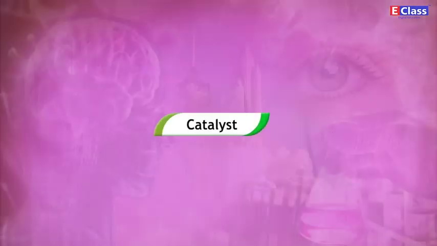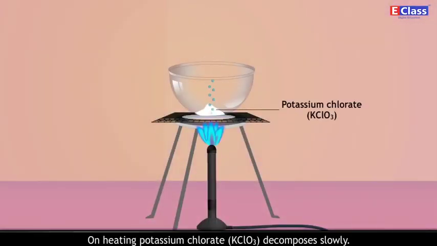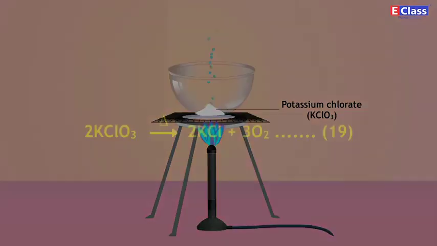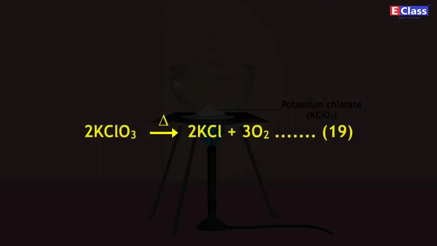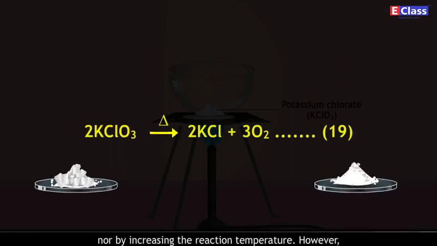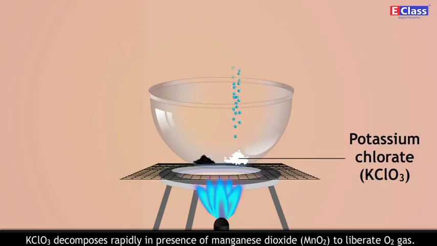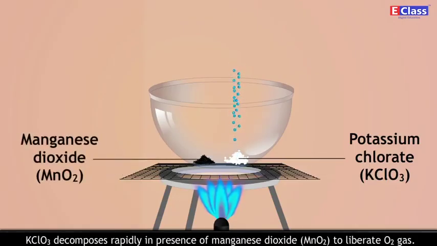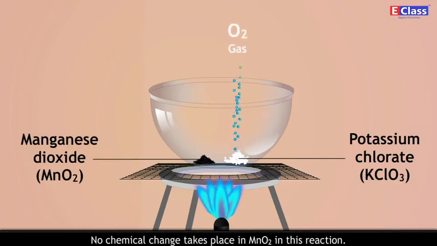E. Catalyst. On heating, potassium chlorate, KClO3, decomposes slowly. 2 KClO3 on heating gives 2 KCl plus 3 O2. The rate of the above reaction neither increases by reducing the particle size nor by increasing the reaction temperature. However, KClO3 decomposes rapidly in the presence of manganese dioxide, MnO2, to liberate O2 gas.